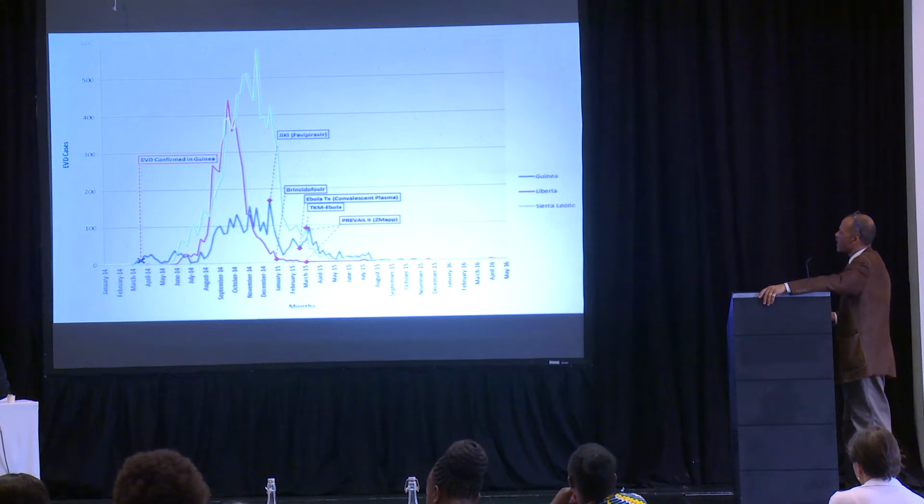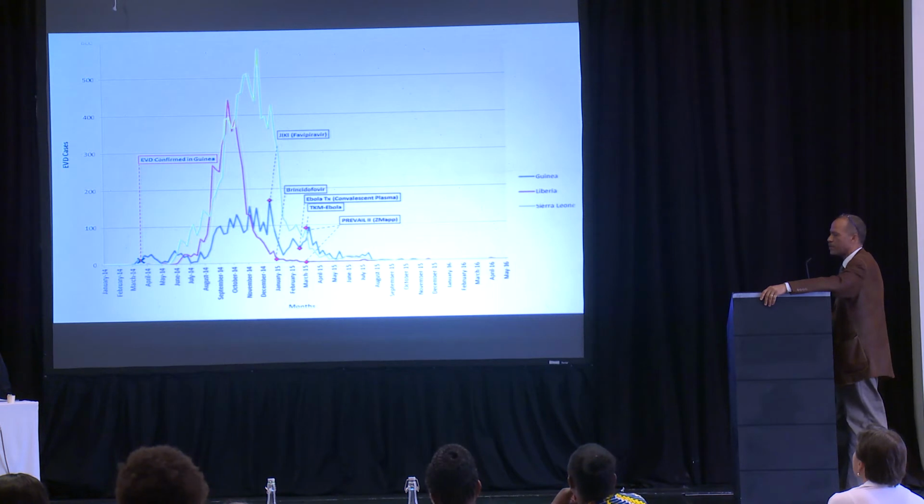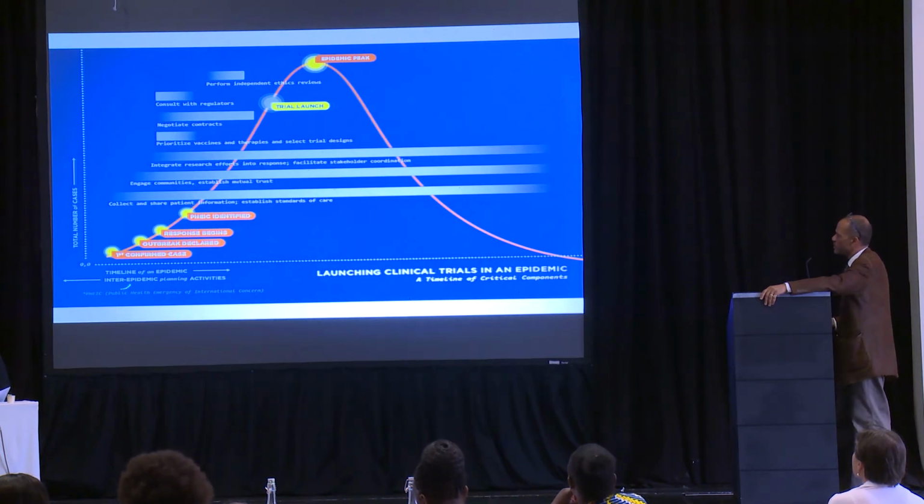So this is the profile of what happened during the Ebola outbreak. You can see that this is the outbreak, and the trials kicked in right at the end of the outbreak. That's not the way it's supposed to be. Really, this is what we should be seeing. We should be seeing the trials on the uprise of the outbreak.